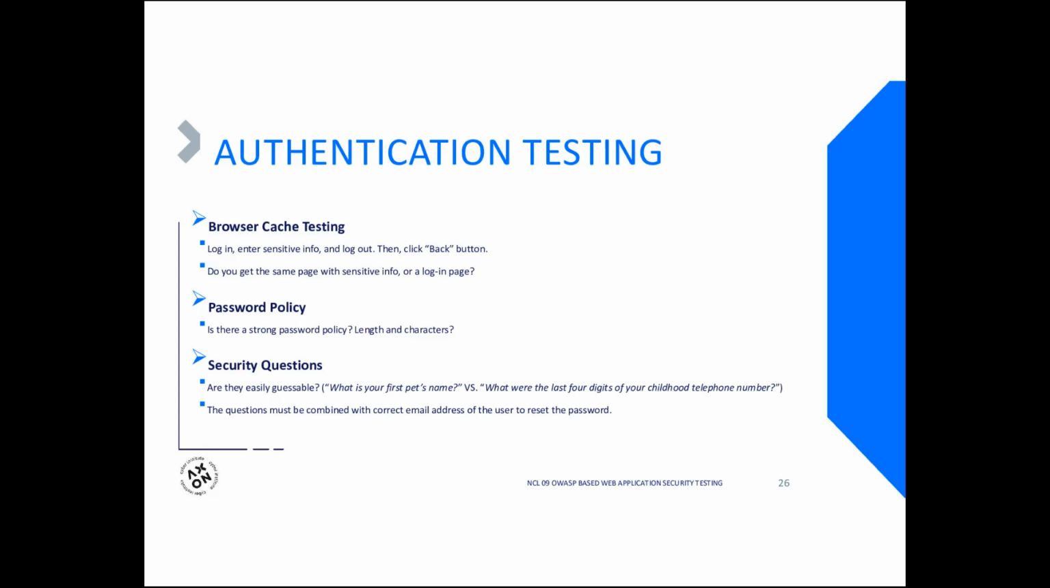Also, security questions. Look at the question, for example, what is your first pet's name versus what were the last 4 digits of your childhood telephone number? We all agree that the second question is a little bit harder for a social engineering hacker to actually figure out than the first question. So try to see if the web application has weak, easily guessable questions, and you have to report them to the developer.